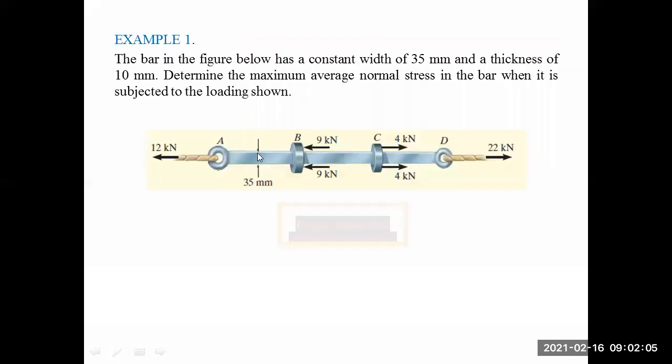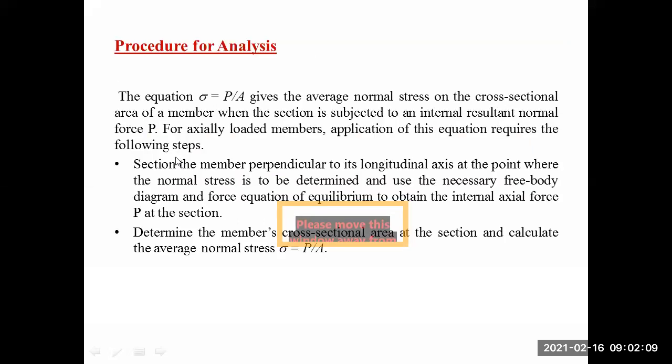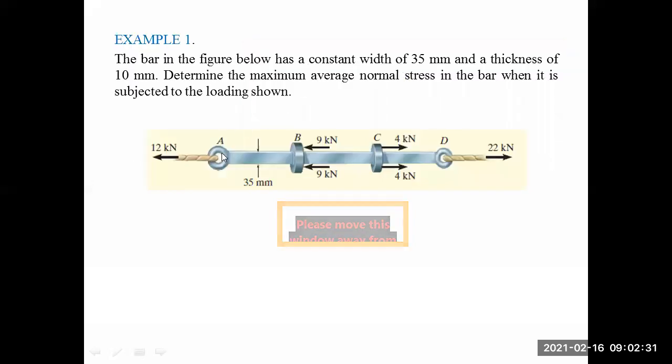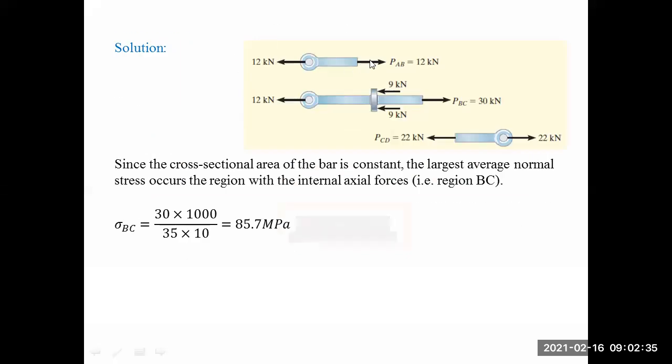For section 1, which could be here, we have 12 kilonewton, and making use of the equilibrium equation, we can get the force acting axially along the member, which is opposite and equal to the 12 kilonewton. So you label it as force AB. That means the force acting along AB could be found this way.